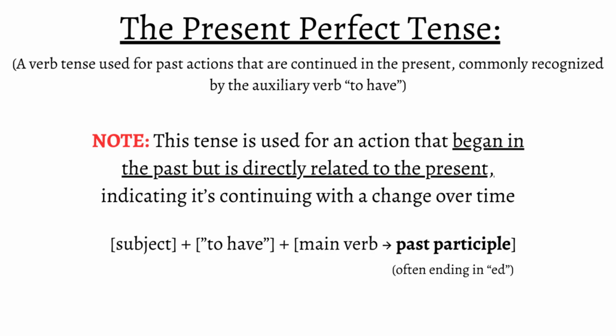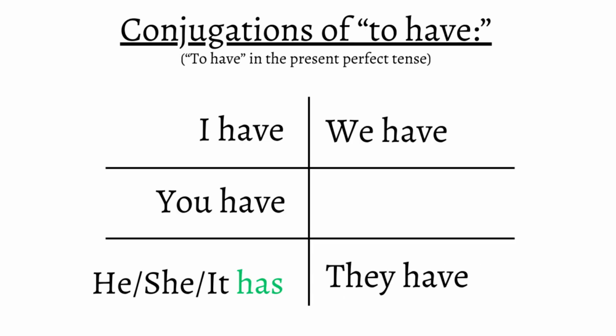In the subject-verb agreement, only the auxiliary verb to have will be conjugated to fit the proper subject. The past participle of the main verb remains the same no matter what the subject is. So generally, we use have for all subjects and has for the he, she, it pronoun.